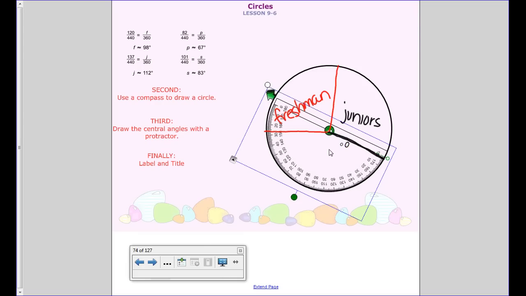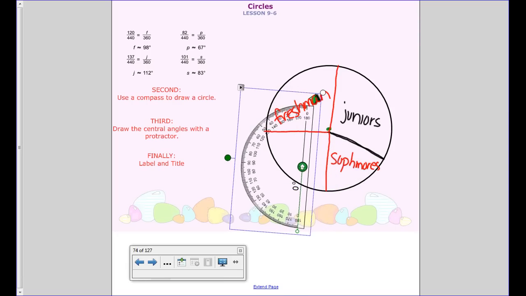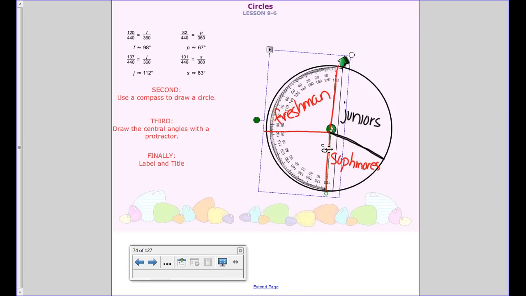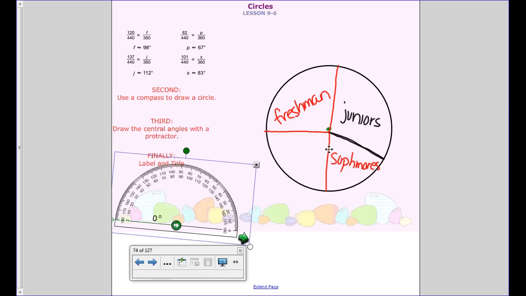So starting here, 67 is right about there. And finally, my seniors, if I just check it, it should be just about what I have. So put it on that line, and then I take a look, and look at that. It's right over 83. So I know I did it right. So there we go, and that is seniors.